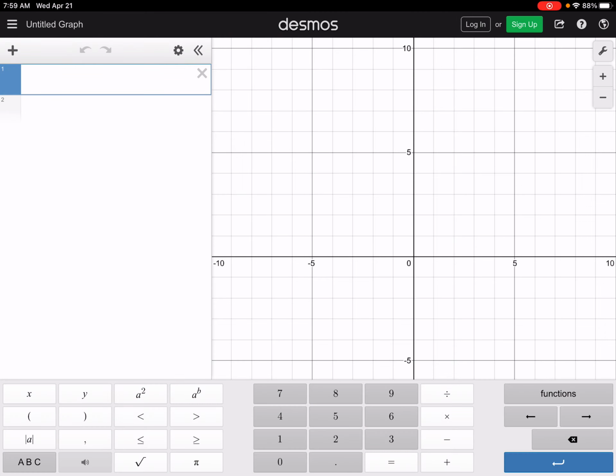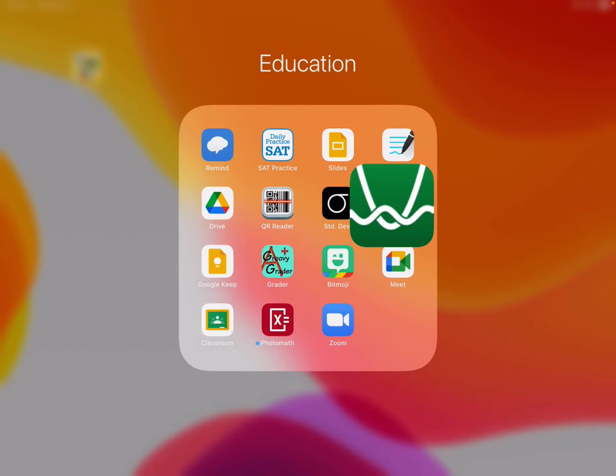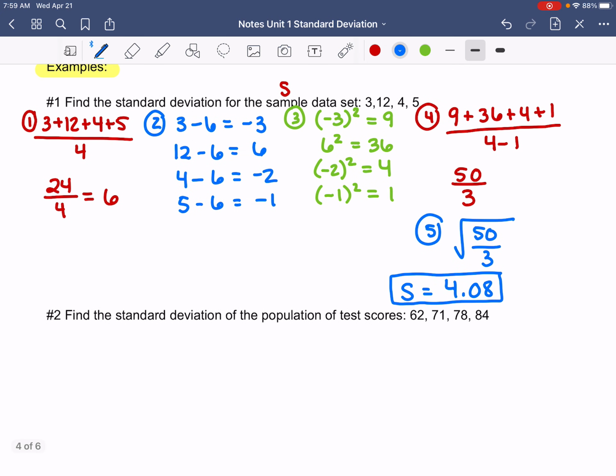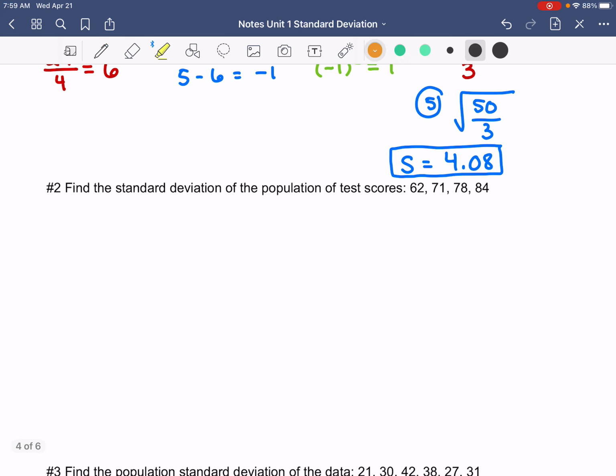I'm going to go to my Desmos calculator and do the square root of 50 divided by 3. I get 4.082482, but we're just going to do 2 decimal places, so we're going to do 4.08. So 4.08, that was the sample. So we use the letter S instead of sigma. That's our answer.